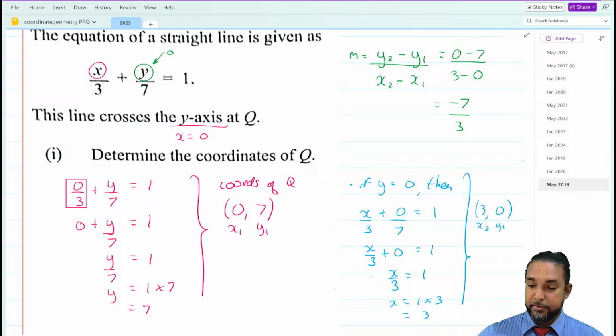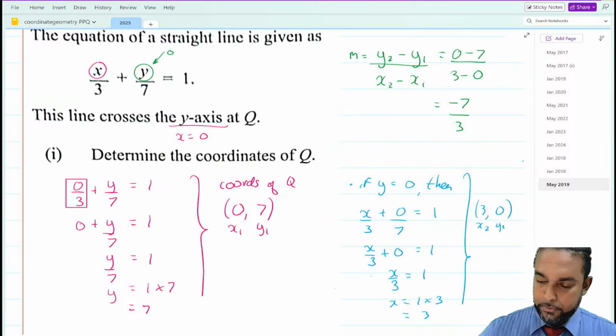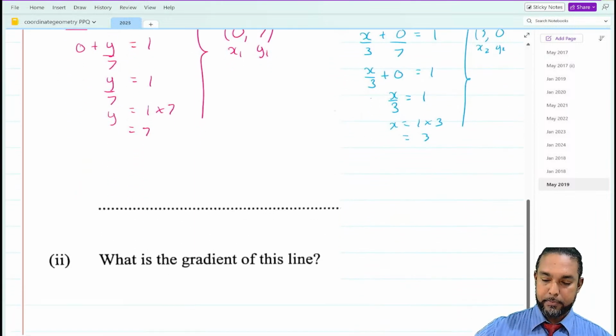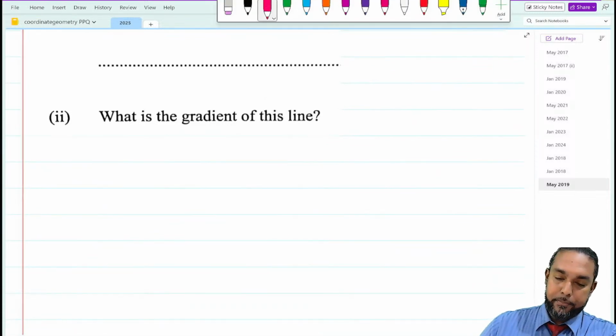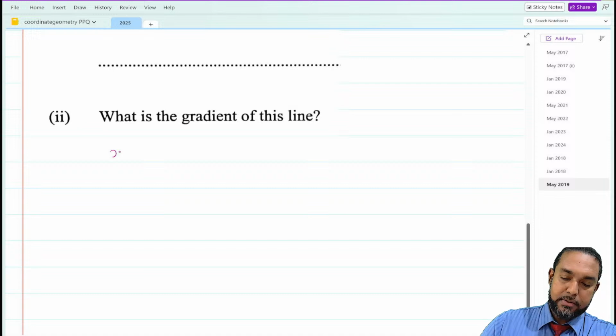All right, sorry, still a little recharging. Okay, so I'm going to scroll down a little bit. I want to know what is the gradient of the line. Okay, cool. So it was x over 3 plus y over 7 is equal to 1. Sorry, that's not a 1, that's a 7.